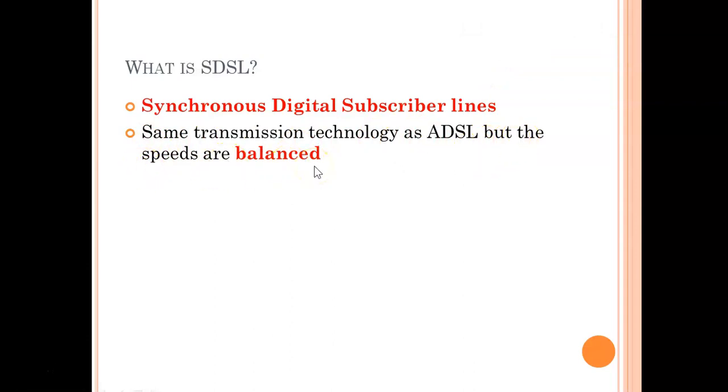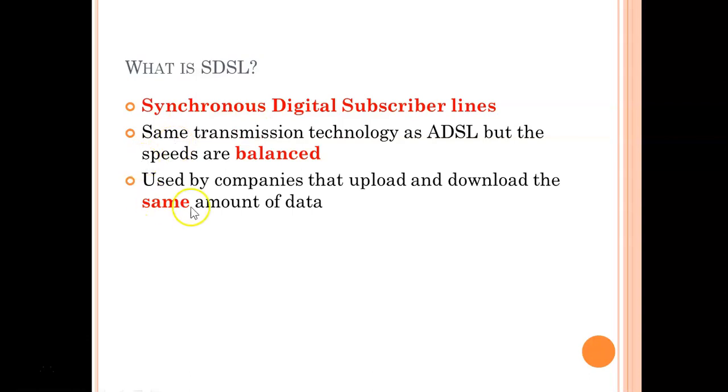So in ADSL, the download speed was faster than the upload speed, but in SDSL, the upload speed and the download speed are exactly the same. These are used by companies that upload and download the same amount of data. So the difference between ADSL and SDSL is that SDSL has the same upload and download speed, but ADSL has a faster download speed than its upload speed.